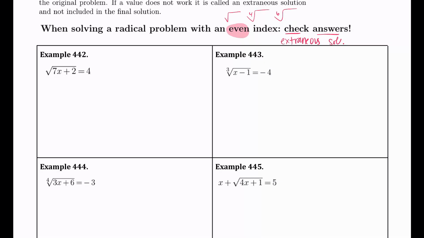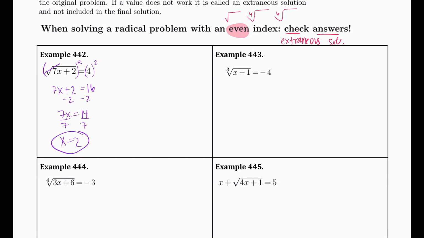We have the square root of 7x plus 2 equals 4. To undo that square root, we're going to square it. Whatever we do to the left side, we do to the right side. Squaring and the square root cancel each other, and I'm left with 7x plus 2 equals 4 squared, which is 16. If we move that 2 over, we get 7x equals 14. If we divide both sides by 7, we get x equals 2.